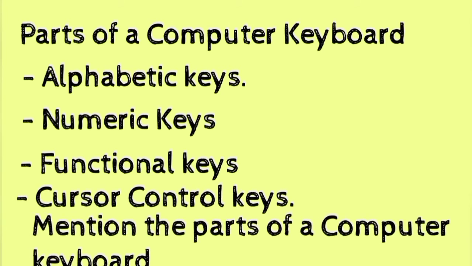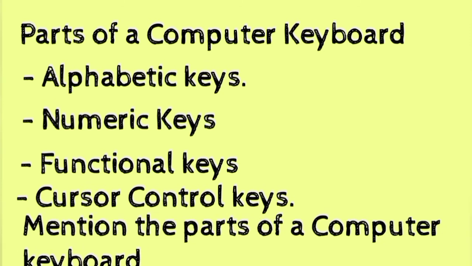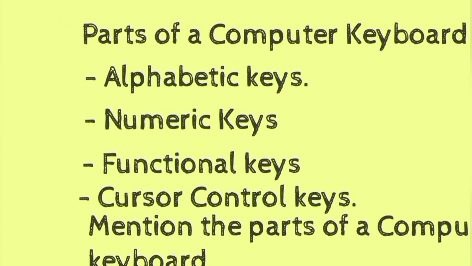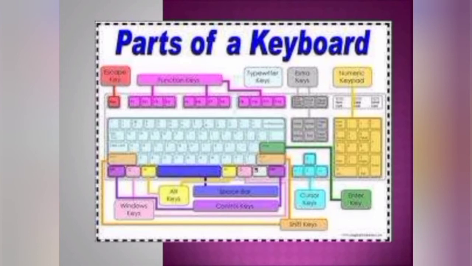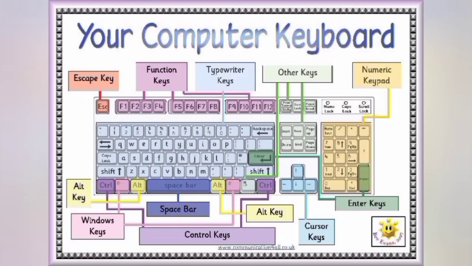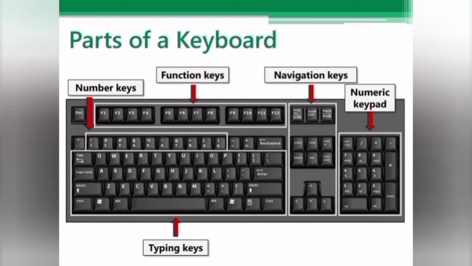The alphabetic keys are arranged in rows from letters A to Z on the keyboard. It is used for entering text into text editors such as Notepad, WordPad, Microsoft Word. And then the numeric keys consist of keys having figures from 0 to 9 and other keys such as plus, minus, and the rest. It is used for typing figures into the computer. And then the functional keys consist of keys labeled F1, F2 to F12. They occupy the topmost part of the computer keyboard. Generally, they are used to perform tasks or functions.